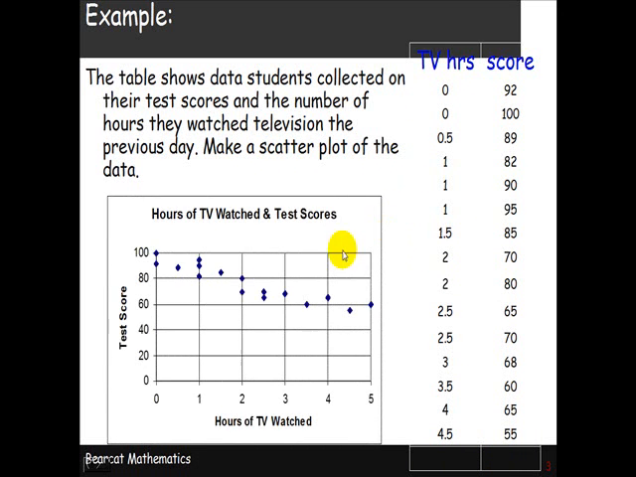So we're just going to go to the first quadrant. We're going to label our graph, hours of TV watched and test scores. The horizontal axis is going to be hours of TV watched, and the vertical axis is going to be test score.